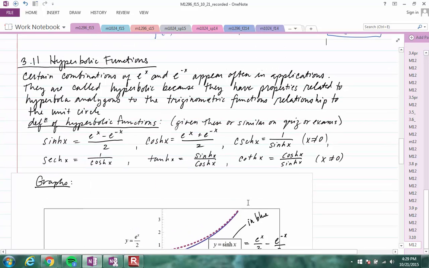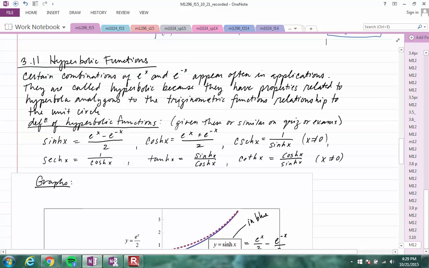Okay, we're going to talk about 3.11 hyperbolic functions. We're going to go over this section quickly. The goal here is just to give you a quick introduction to the hyperbolic functions and talk about their derivatives. Some of you are going to see this as a part of your degree program, some of you aren't. So just a quick introduction so that if you see these you're not freaking out.